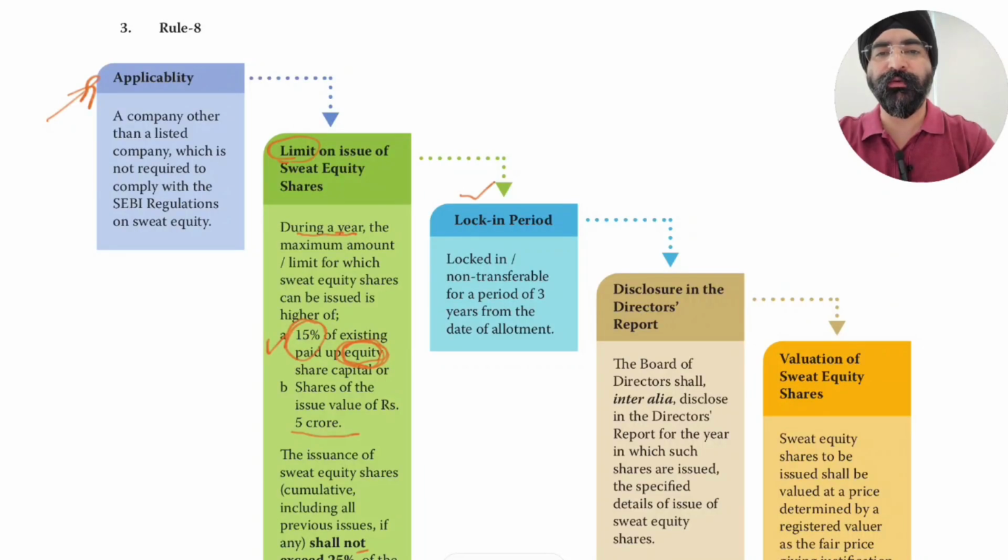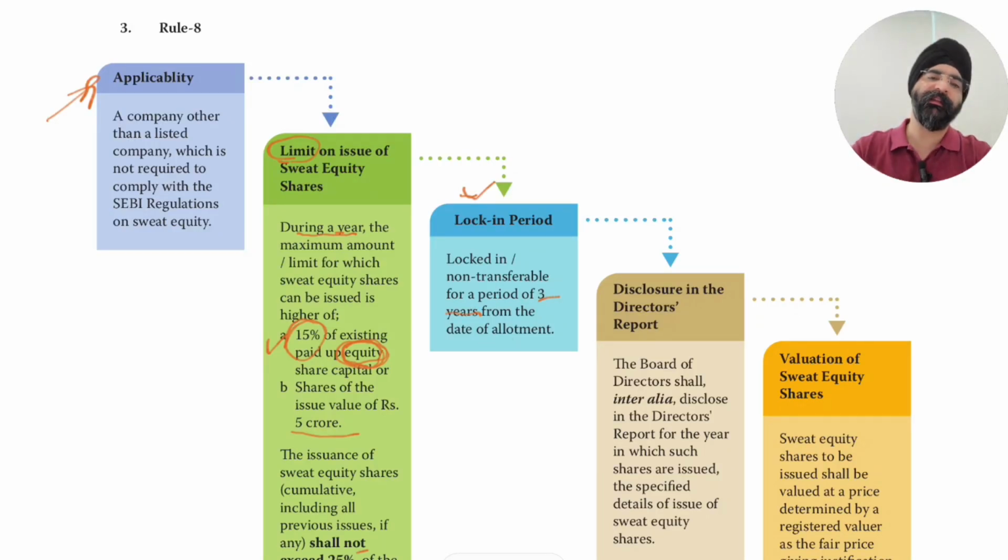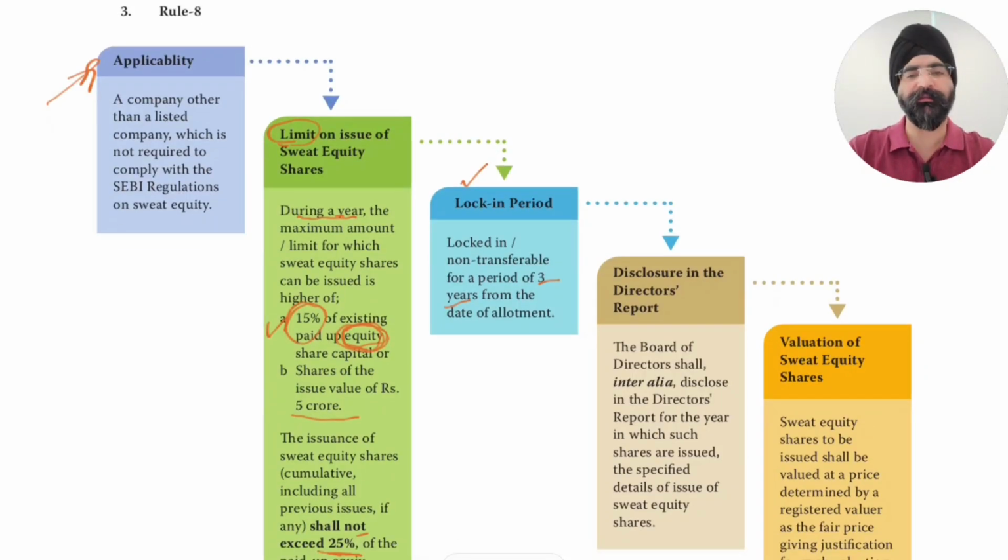Lock-in period. Do the shares have a lock-in period? Lock-in or non-transferability for a period of 3 years from the date of allotment. So when the shares are allotted, then for 3 years these will not be allowed to be transferred or sold. There is a lock-in clause that for 3 years from the date of allotment, these shares will have to be held by the director or employee, or more specifically that class of director or that class of employee.